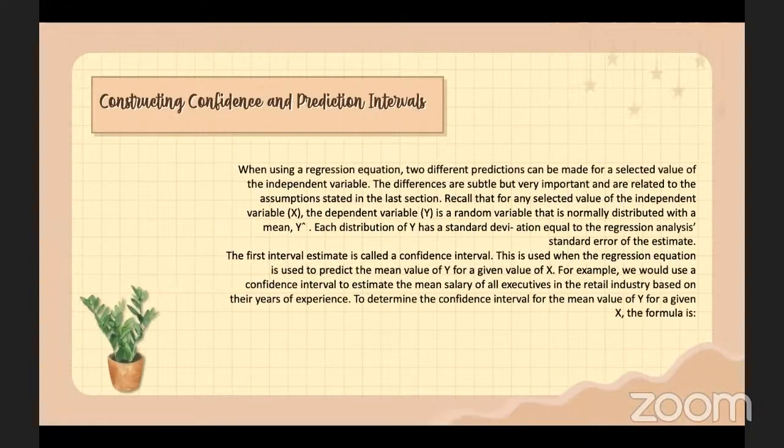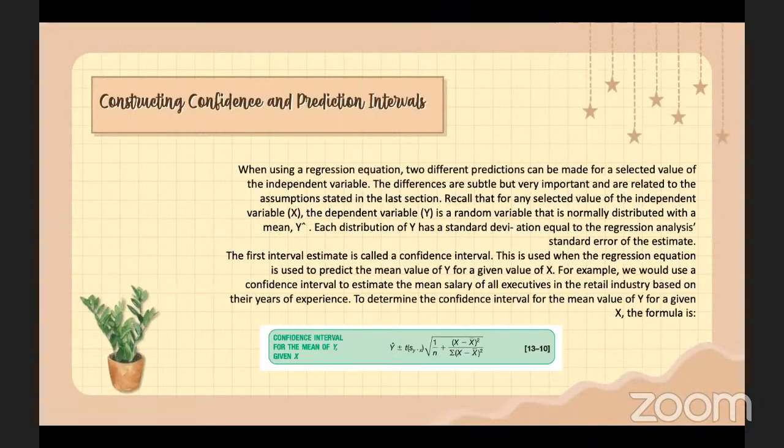Now for constructing confidence and prediction intervals. When using a regression equation, two different predictions can be made for a selected value of the independent variable. The differences are subtle but very important and are related to the assumptions stated in the last section. Recall that for any selected value of the independent variable x, the dependent variable y is a random variable that is normally distributed with a mean of y. Each distribution of y has a standard deviation equal to the regression analysis standard error of the estimate.